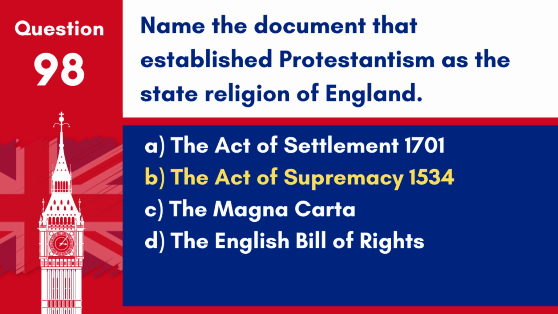Answer: B. The Act of Supremacy 1534. This act declared King Henry VIII and his successors as the supreme heads of the Church of England, effectively establishing Protestantism as the state religion.